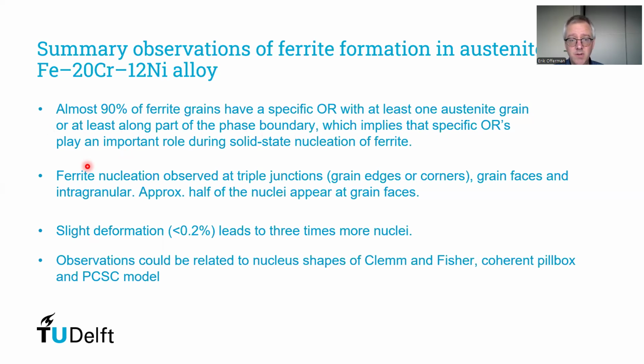Ferrite nucleation is observed at triple junctions, grain edges or corners. We couldn't tell from this experiment because it was 2D observations. At the grain faces and intergranularly, and approximately half of the nuclei appear at grain faces. A slight deformation leads to a threefold increase in the number of nuclei, and the observations could be related to nucleus shapes that were previously defined by Clemm and Fisher, the coherent pillbox model, and the pillbox spherical cap model.